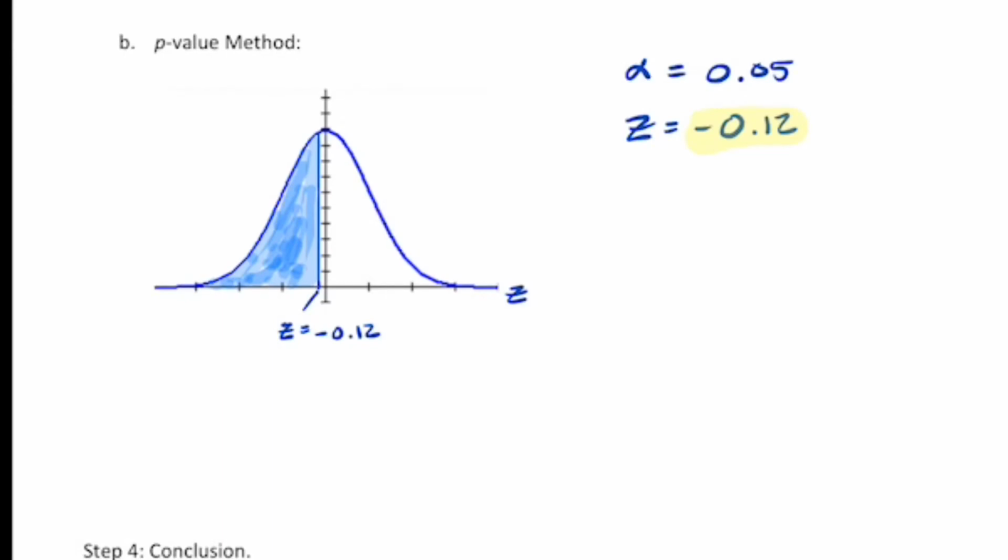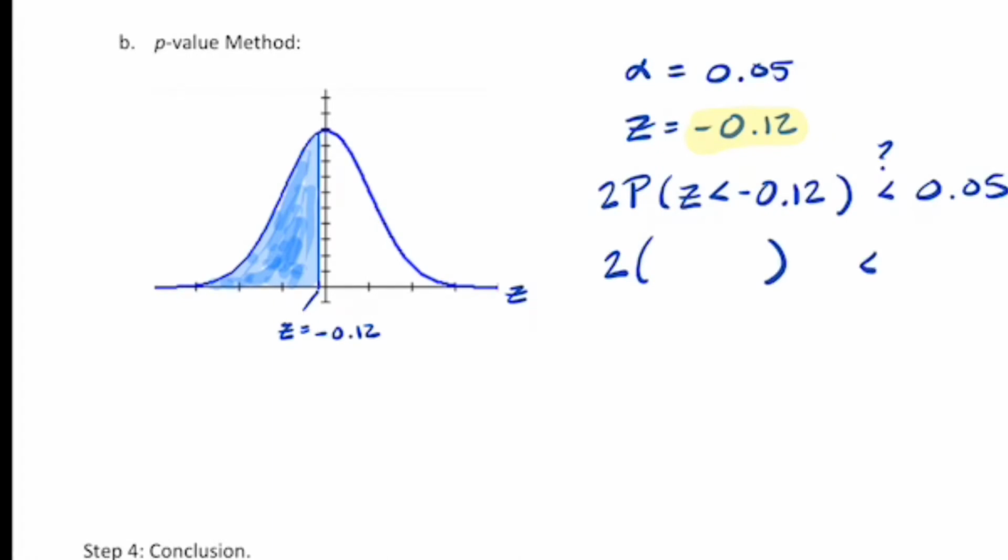So here, we're basically asking ourselves, is the probability that Z is less than negative 0.12. The reason why we're doing the less than is because our Z value was negative. If we had gotten a positive, we would have done it greater than. And we're doubling this, so it's 2 times this probability less than 0.05. Let's see what this probability is, and we want to know, is it less than 0.05, because that's our alpha level.